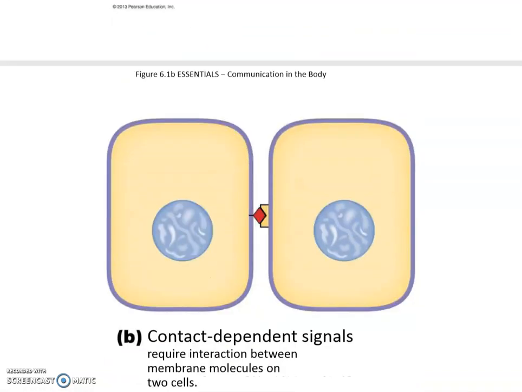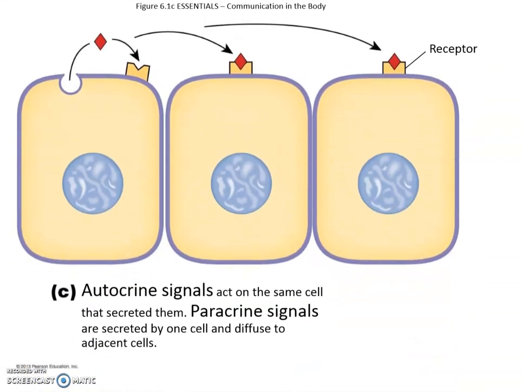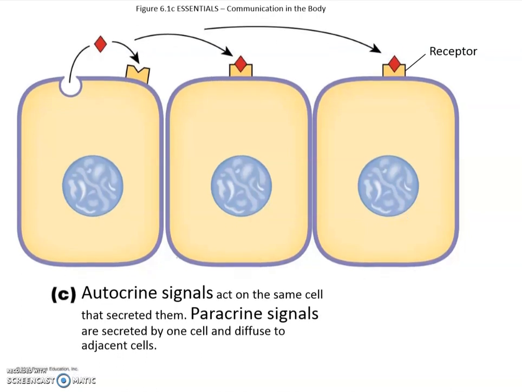Next here would be a contact-dependent signal. There would be two cells that are communicating to one another. That requires the interaction between membrane molecules on the surface of these two cells. But really what I want to emphasize is this slide right here. So there you would have receptors, and then there's a signaling molecule right here in red. And if the signaling molecule is made by the cell that also has the receptor, then we call that autocrine signaling. So it's sort of self-stimulation: the cell makes the messenger molecule right here, and then it binds to its own receptor, self-stimulating.